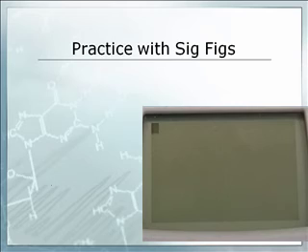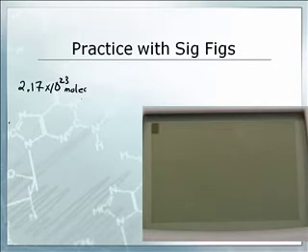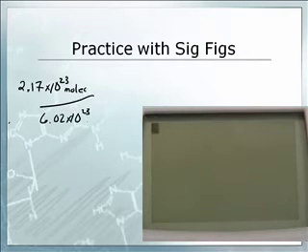How about one with scientific notation? Ooh, sounds fun. How do you count sig figs in scientific notation, Mr. Berg? Well, I'll show you. Let's do that. That's important. Let's say that I have 2.17 times 10 to the 23rd molecules. And then I divide that by 6.02 times 10 to the 23rd molecules per mole.